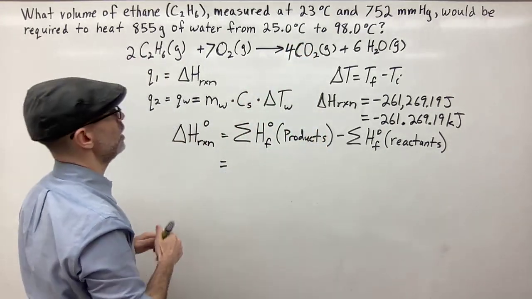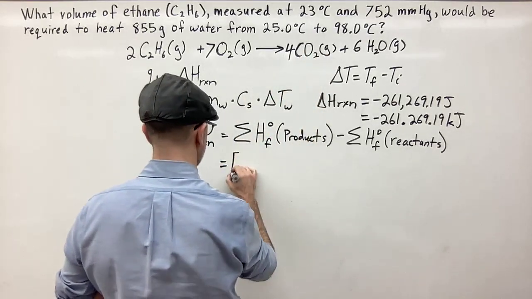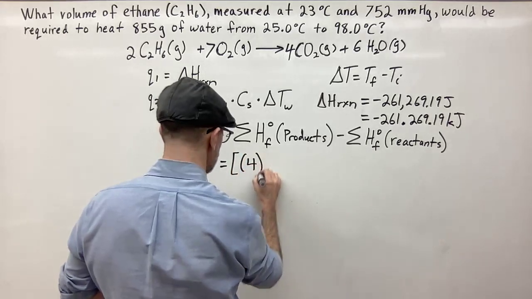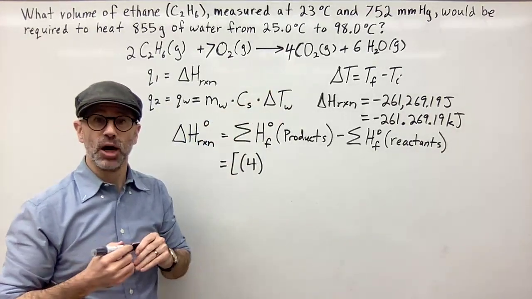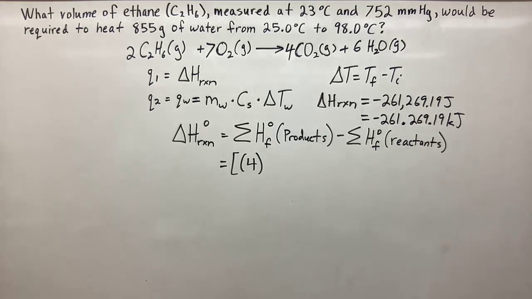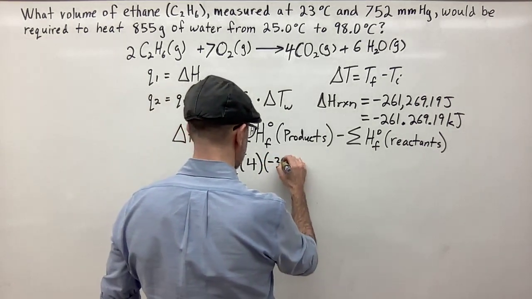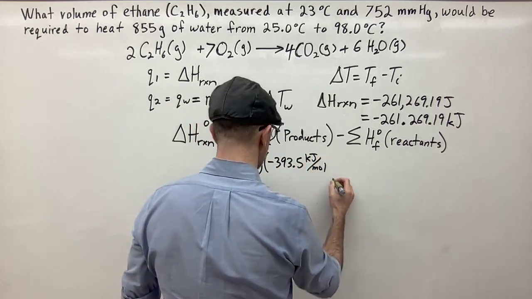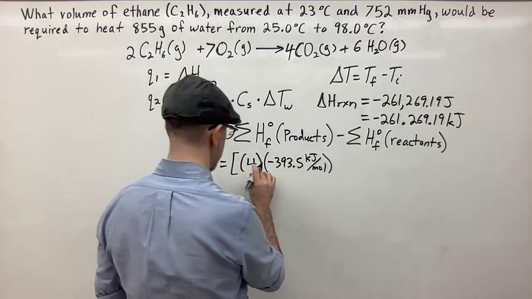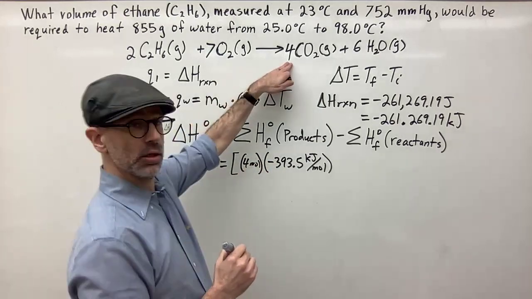So here I have 4 moles of the carbon dioxide. So I'm going to have that multiplied by 4 moles. And then whatever the heat of formation of the carbon dioxide is, and you look that up and you get -393.5. So that's going to be -393.5, and that's kilojoules per mole. Okay, and here we have 4 moles, right? Because we have 4 as the coefficient.